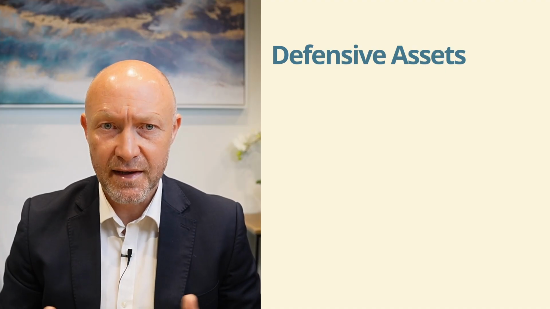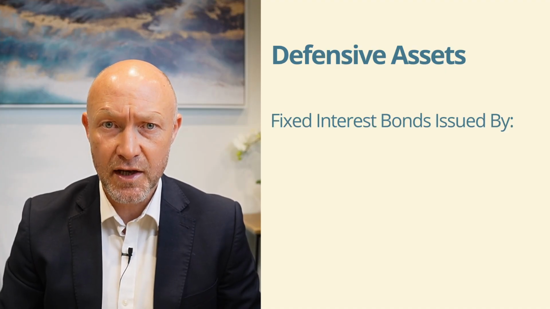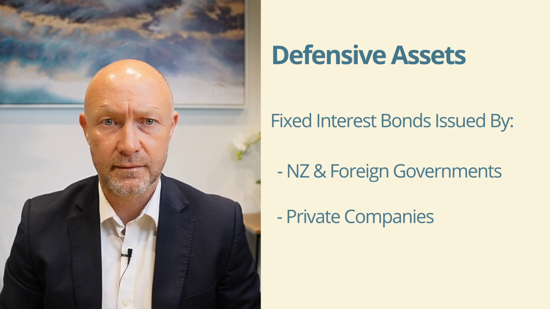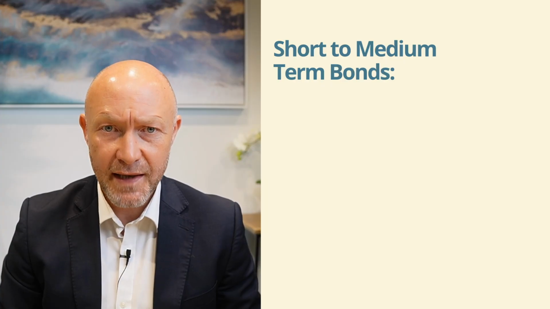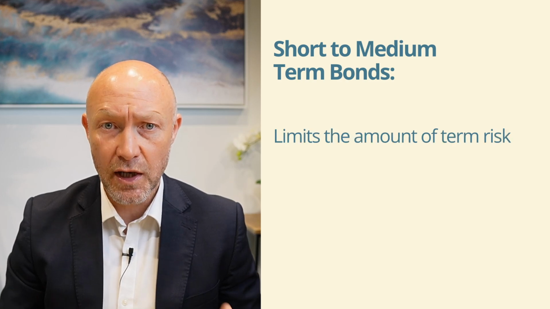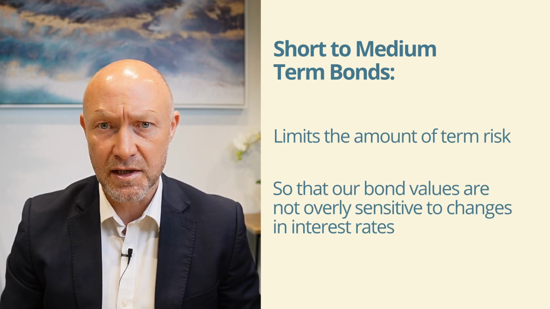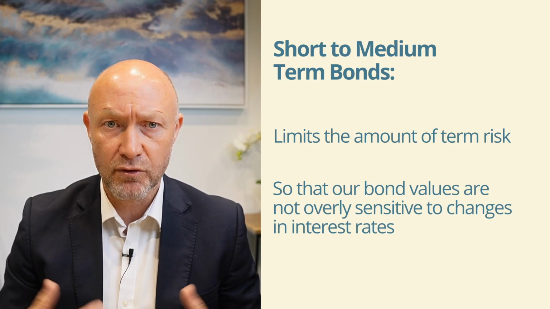To balance out the risk of growth assets, it is normally sensible to allocate some of your investment assets to defensive assets. Defensive assets are mainly fixed interest bonds issued by governments like the New Zealand or the US, as well as private companies. Because we want our fixed interest bonds to have defensive-like qualities, we should limit the universe to mainly short and medium-term bonds. In technical terms, this limits the amount of term risk that we are exposed to so that our bond values are not overly sensitive to changes in interest rates, which we discussed in the previous video.